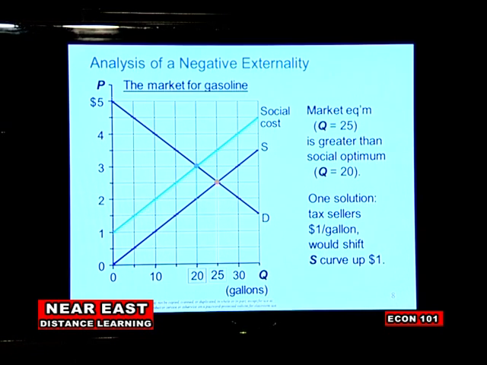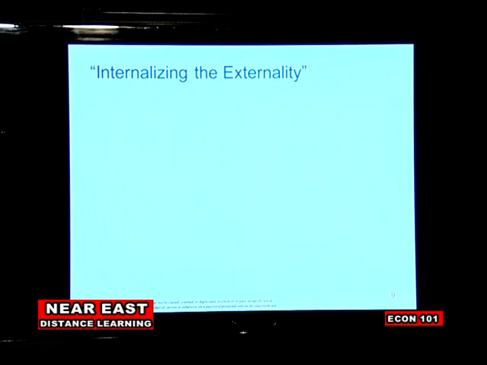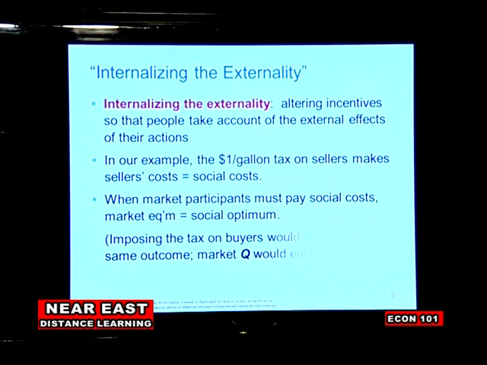One solution to the negative externality is to tax sellers, and the tax amount equals the negative effect on the market, which is here $1 per gallon, which would shift the S-curve up by $1. So what is internalizing the externality? It is altering incentives so that people take account of the external effects of their actions. In our example, the $1 per gallon tax on sellers makes sellers' cost equal to social cost. And when market participants must pay social cost, market equilibrium equals the social optimum.